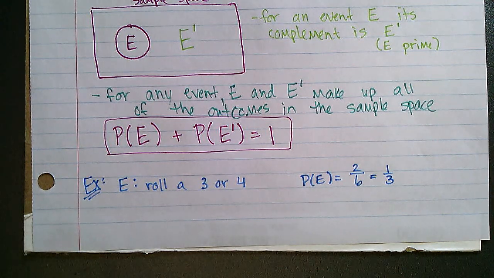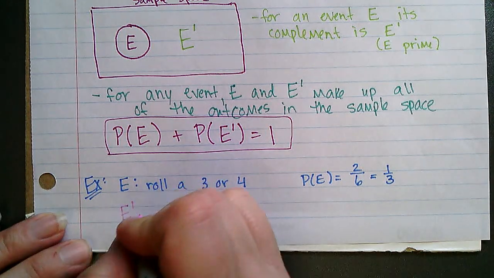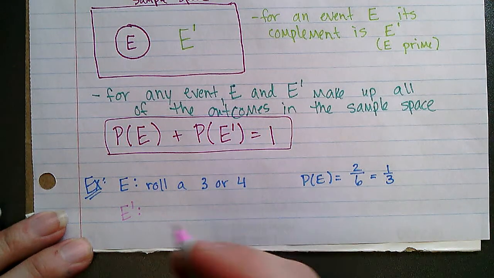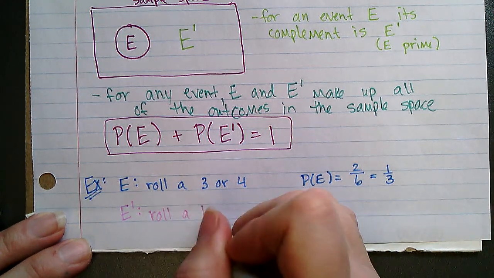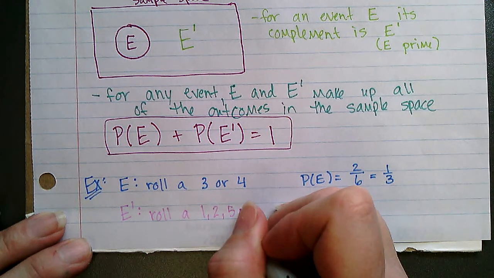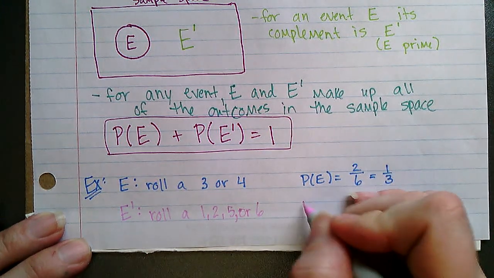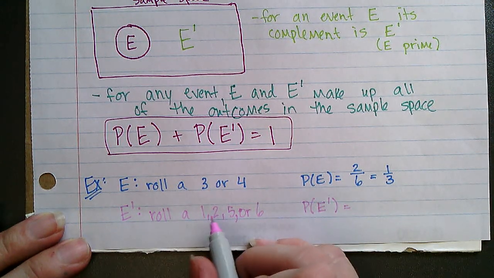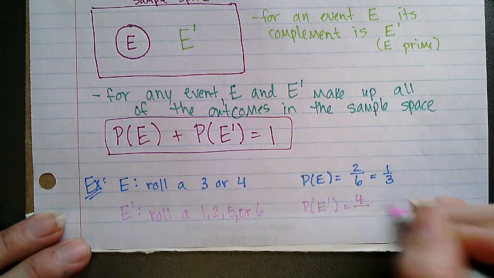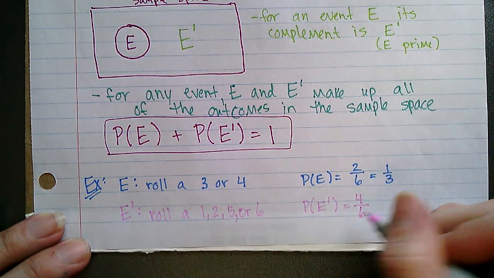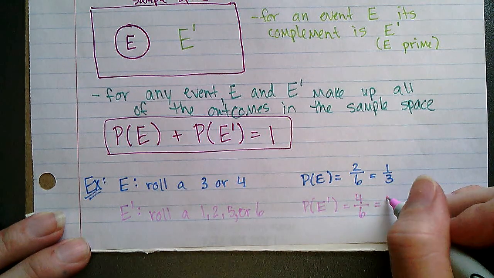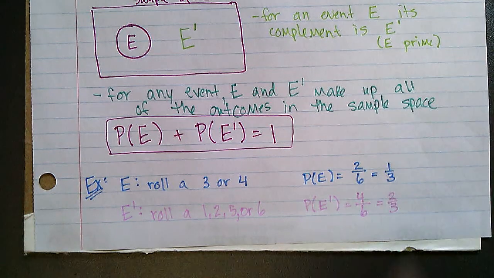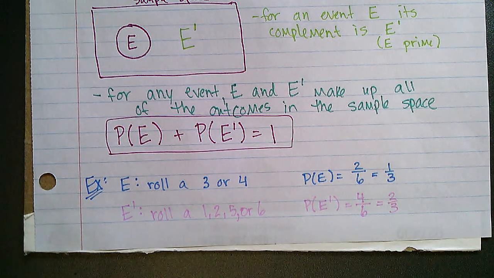Then what would E prime be? E prime would be all of the other outcomes. So E prime would be not rolling a 3 or a 4, or rolling a 1, 2, 5, or 6. So the probability of E prime would be the number of outcomes in that event, which is 4, divided by the total number of outcomes in the sample space, which is 6. So the probability of E prime is 2/3. And if you notice, if I add up the probability of E to the probability of E prime, 2/3 plus 1/3, I get 1.